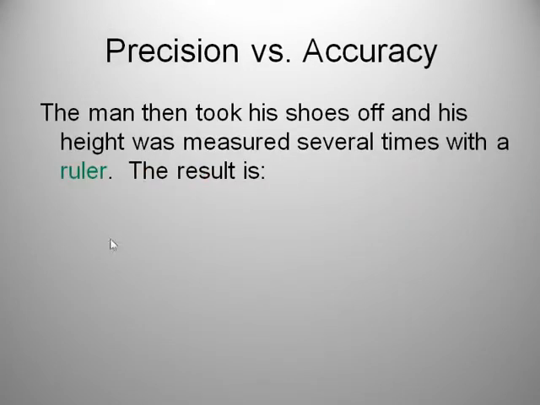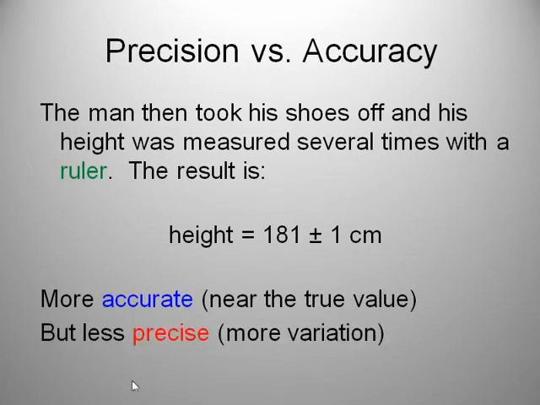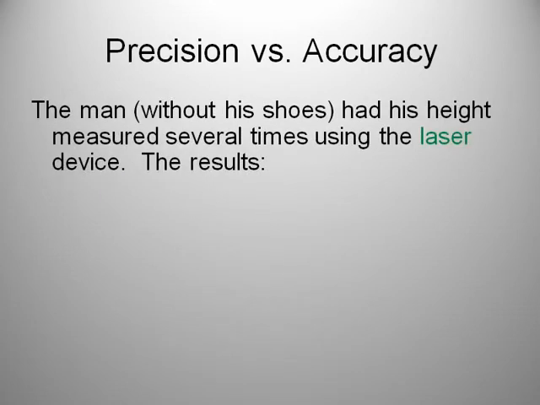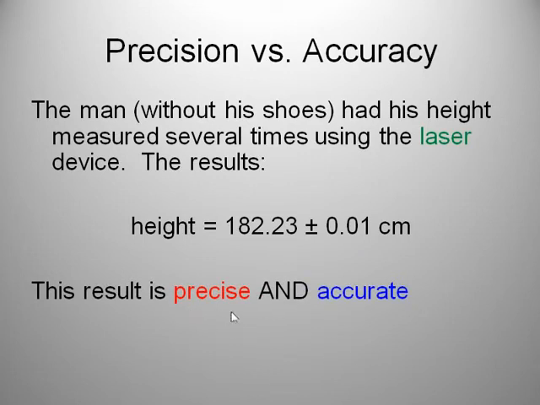So let's do this again. The guy takes his shoes off, and we measure his height, but we're going to measure it with a ruler this time. So the result is 181 centimeters plus or minus 1 centimeter now. So it's more accurate, that is, it's more near the true value, but it's less precise, because we used an instrument that has less precision. So let's do this again, measure this fellow again without his shoes, and let's use the laser again. And now we're going to get some results, 182.23, multiple times, that's our average, and here's our uncertainty. So you can see that we have both precision and accuracy in this case.